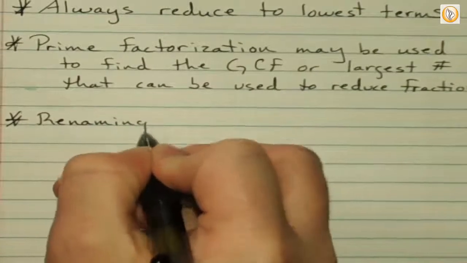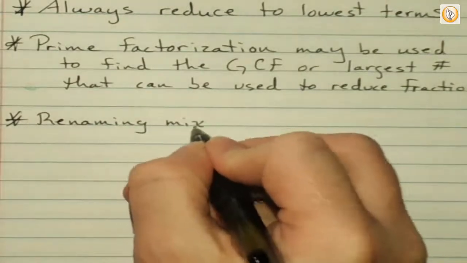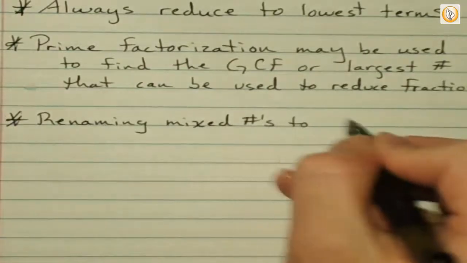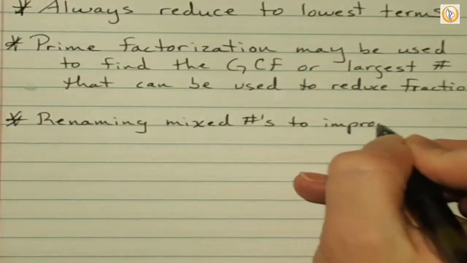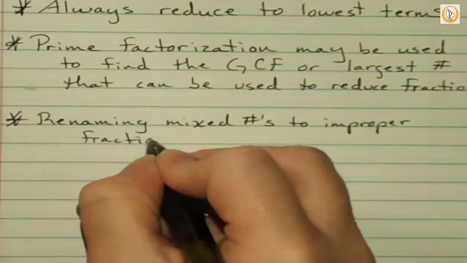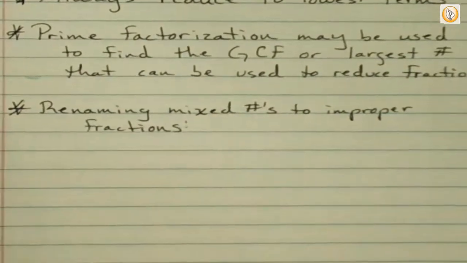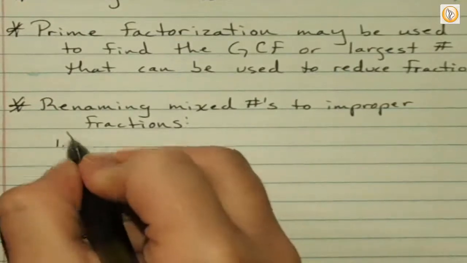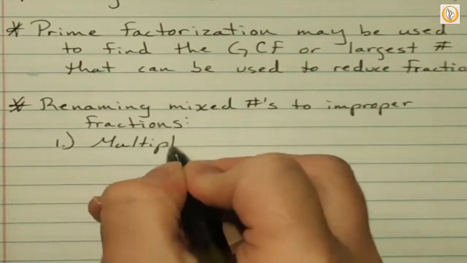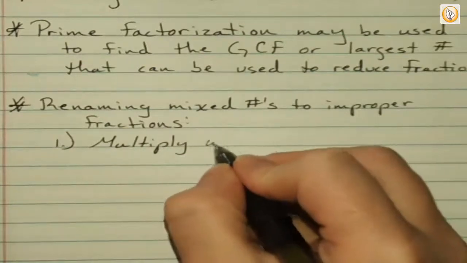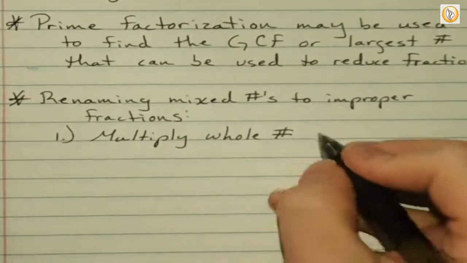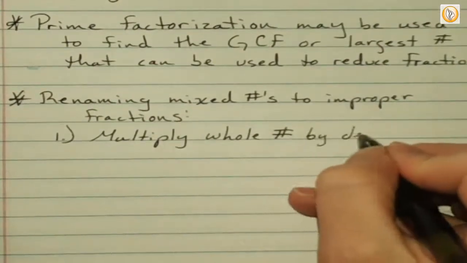Okay. Now here we go. Renaming mixed numbers to improper fractions. You know, I actually like doing this part too. Step 1, multiply the whole number by the denominator.